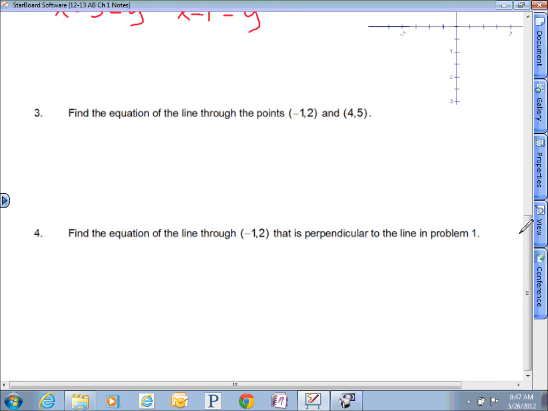Equations of lines. Okay, what do I need? I've got to have a point and a slope to write the equation of a line, or I've got to have 2 points so I can find the slope. So, review. I'm hoping that by now you're really good at finding slope. If you're not, then you need some practice on this.